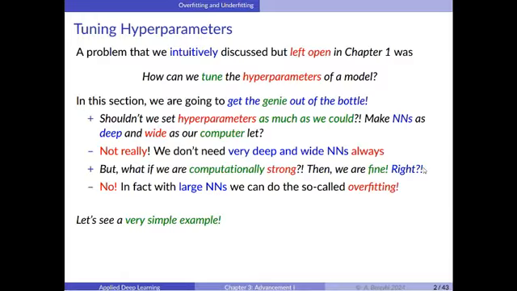Okay, so we now want to talk about how we can tune hyperparameters, because they are not learnable. By learning I mean gradient descent, something like that. One question that may come to mind is: shouldn't we make the neural network as deep as possible? No, because we may see the problem of overfitting.